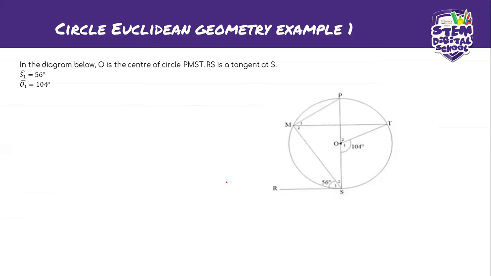Therefore, angle S1 equals 56 degrees. We can all see that this is the angle, which is 56 degrees. Then angle O1 is 104, and we are referring to this angle here. All right. Now let's see the type of question we will get. Determine, stating reasons, the following angles. Right.